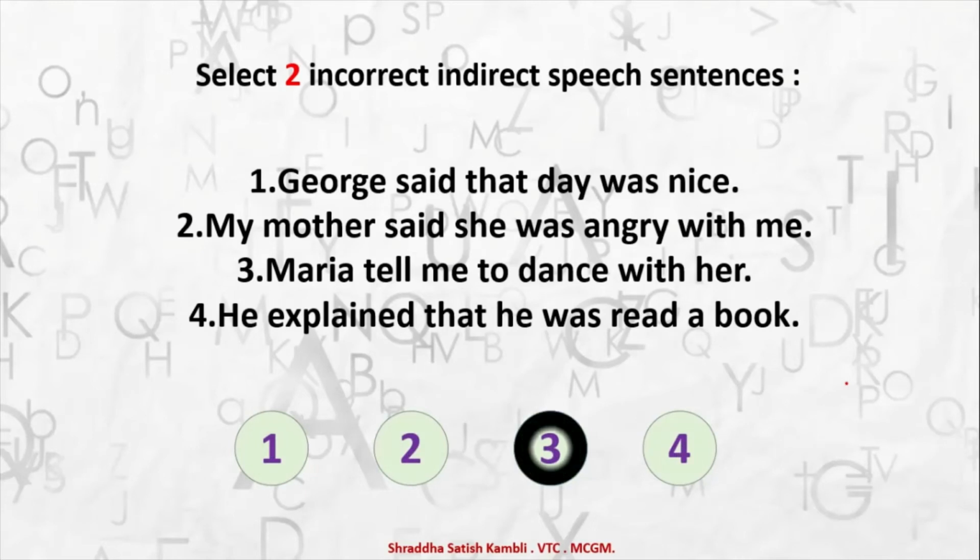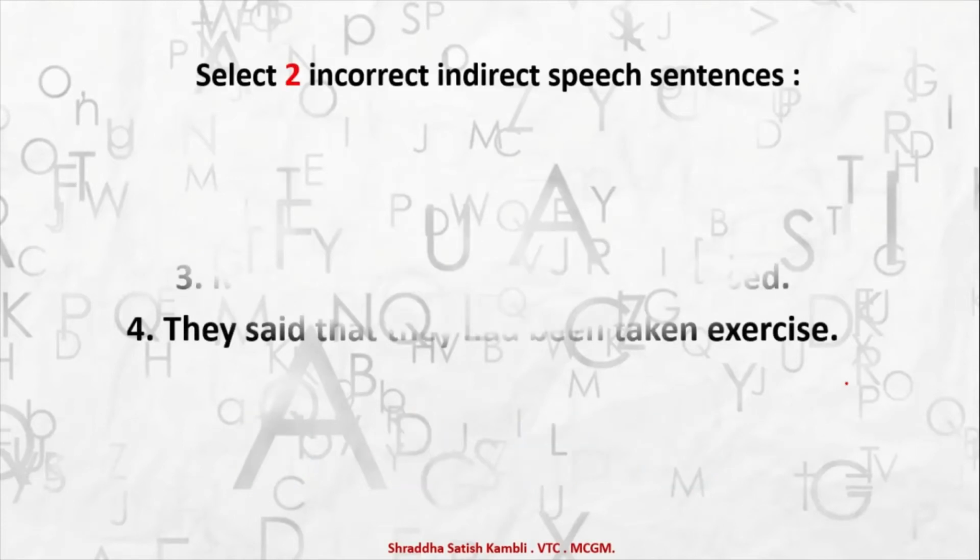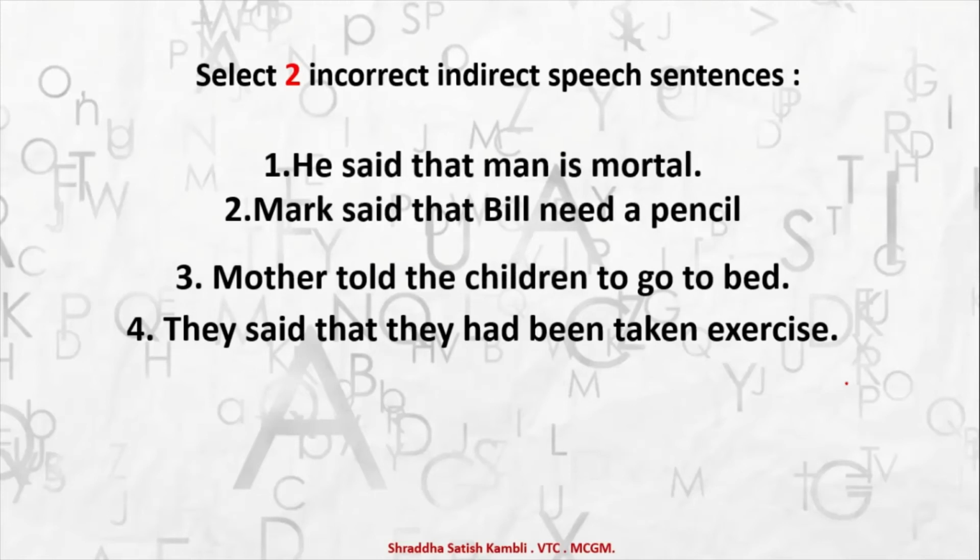So the third one, Maria tell me to dance with her, is wrong. And the fourth one, he explained that he was read a book, is wrong. Okay, coming to the next one here: he said that man is mortal. Mark said that Bill need a pencil. My mother told the children to go to bed. They said that they had been taken exercise.